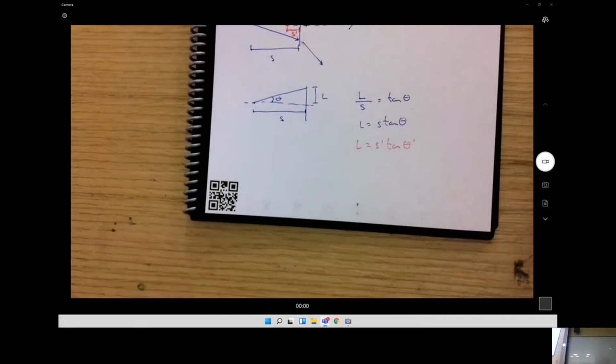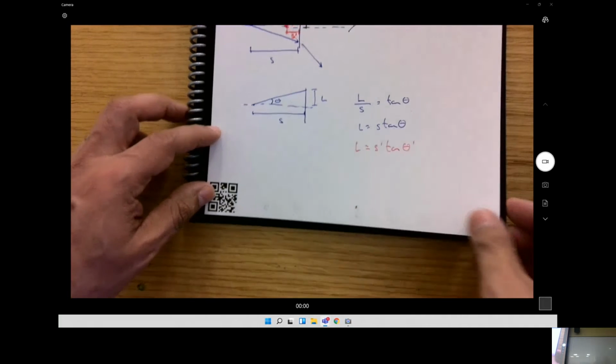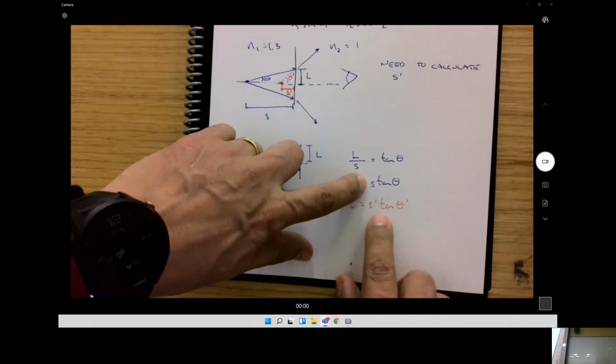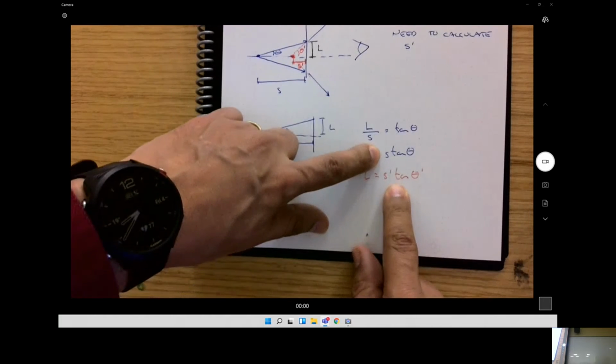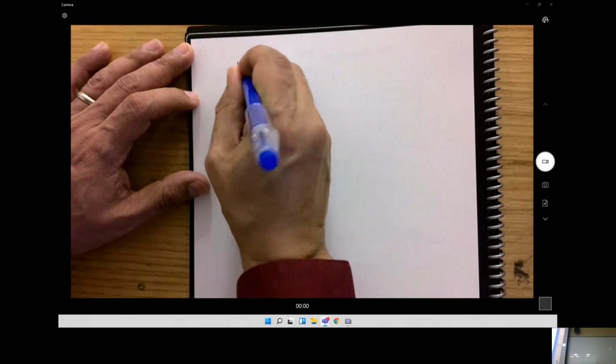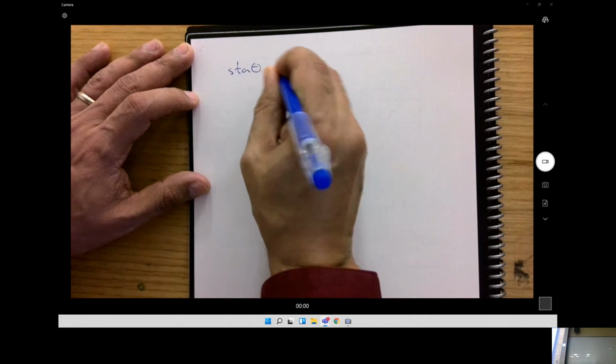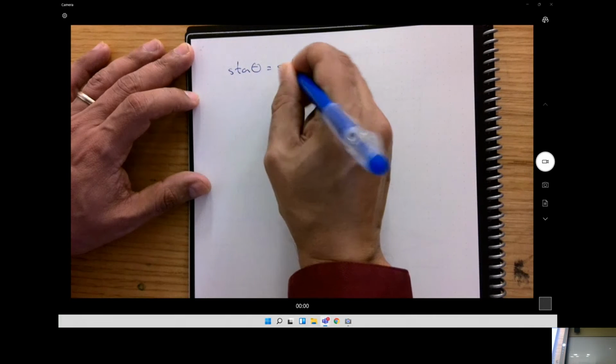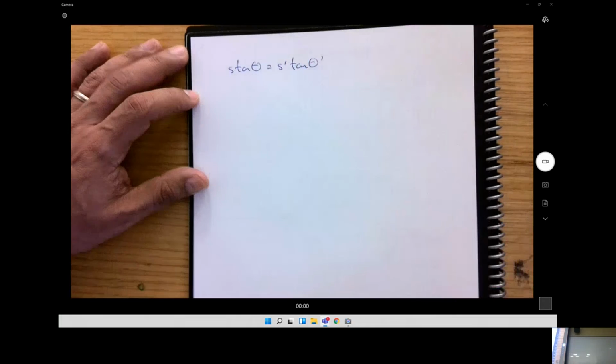Sorry, let you guys finish copying. So I can say that these two quantities are equal to each other. So I'm going to have S tangent of theta equals S prime tangent of theta prime.